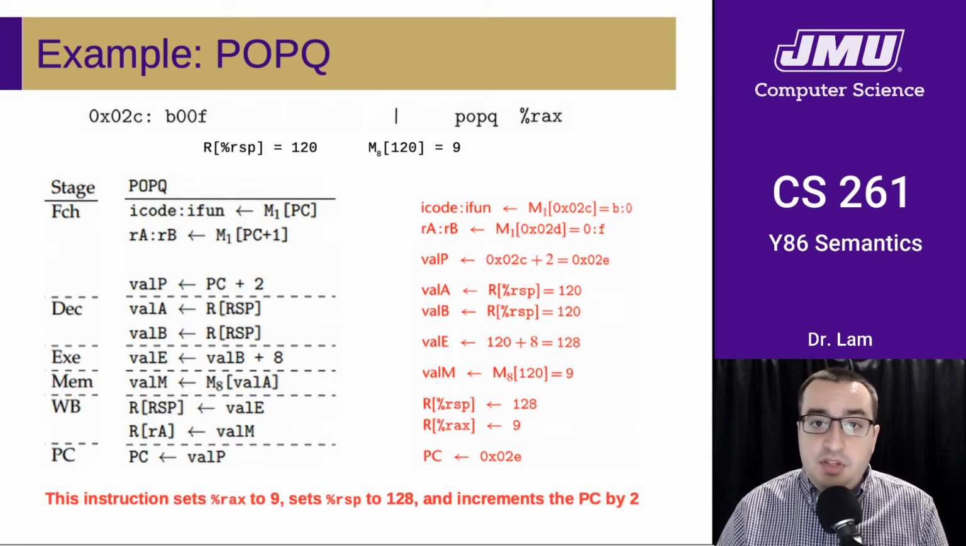So we would say then that the semantics of this instruction are that it sets RAX to 9, it sets RSP to 128, and it increments the program counter by 2.